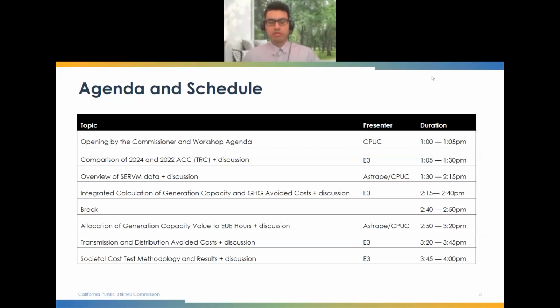So regarding the agenda and schedule, first we will have an opening by the commissioner as we walk through this workshop agenda, which we're doing now, funny enough. Afterwards will be the comparison of 2024 and the 2022 ACC, also the TRC results, and the discussion / Q&A afterwards. Following that, we'll go to the overview of the Servum data, and then a discussion Q&A after that. Next will be a discussion. We'll go into the integrated calculation of generation capacity and GHG avoided cost, and then have the discussion and Q&A afterwards. Following that, we will take a 10-minute break.